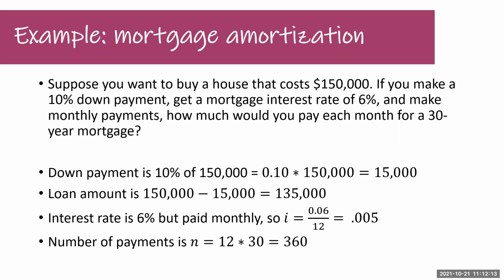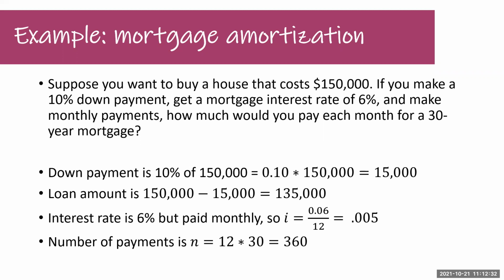How much is your monthly payment going to be? Well, first we need to see how much the loan is, right? You're having a down payment, which is 10%. So you're putting $15,000 down because 10% of $150,000 is $15,000. The loan amount then is going to be $135,000.